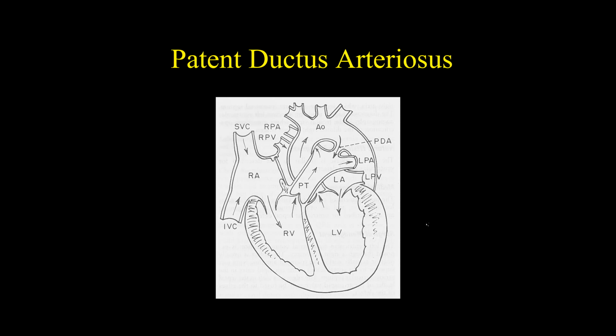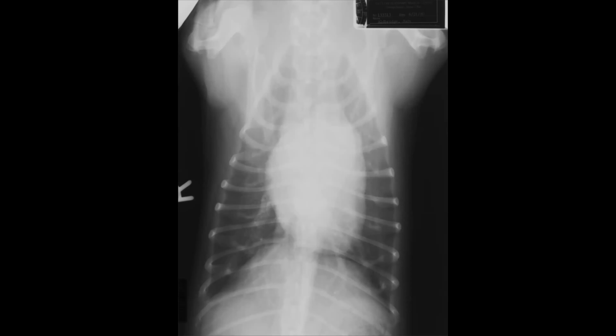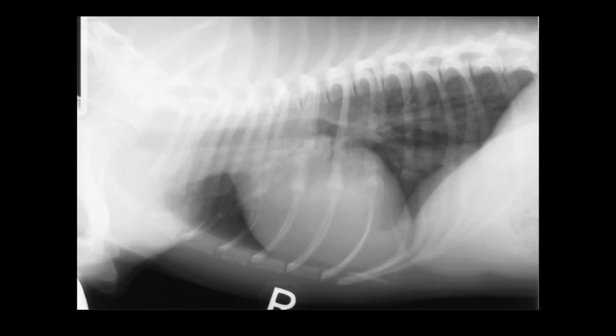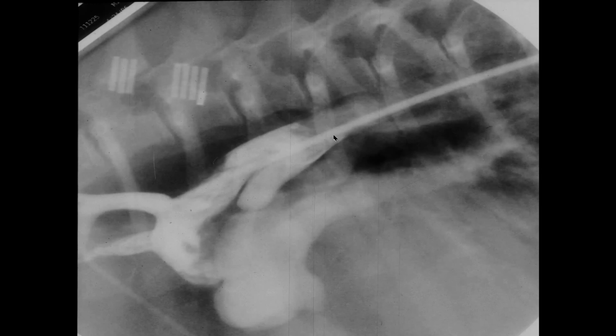However, they're always going to do radiographs on it to see how severe it is, and probably an echocardiogram to help confirm it. And then you can decide if you want to treat it. So in this particular case, they didn't ligate it.